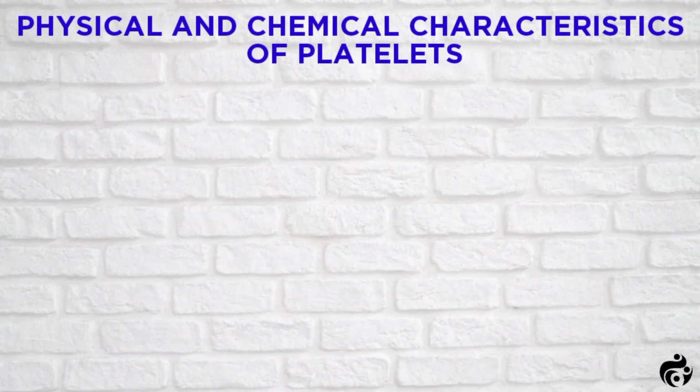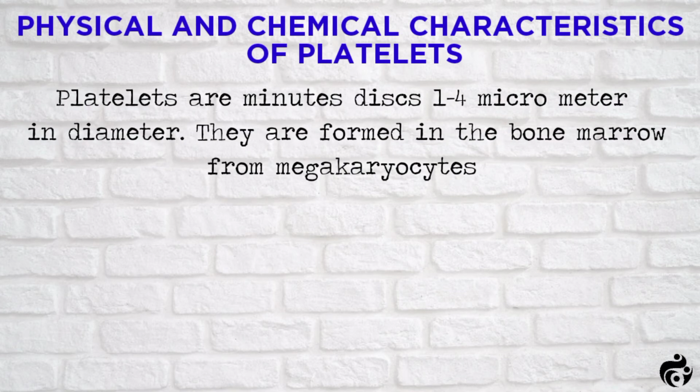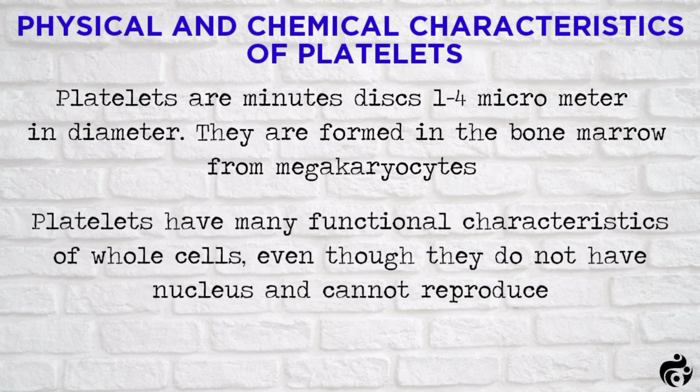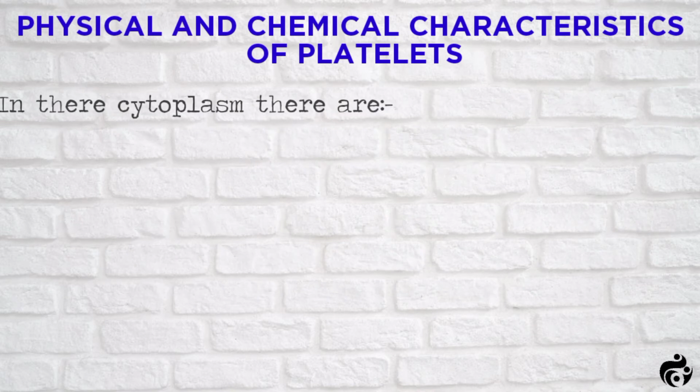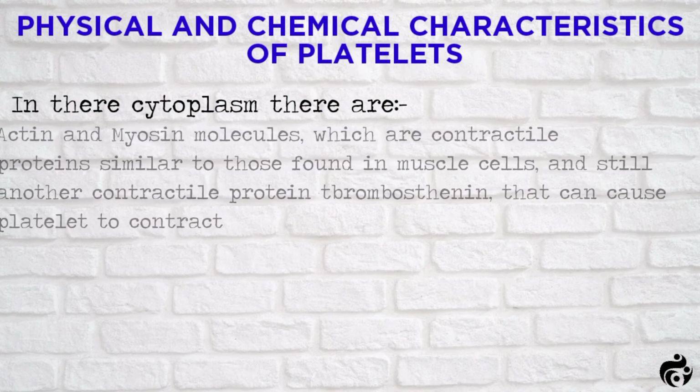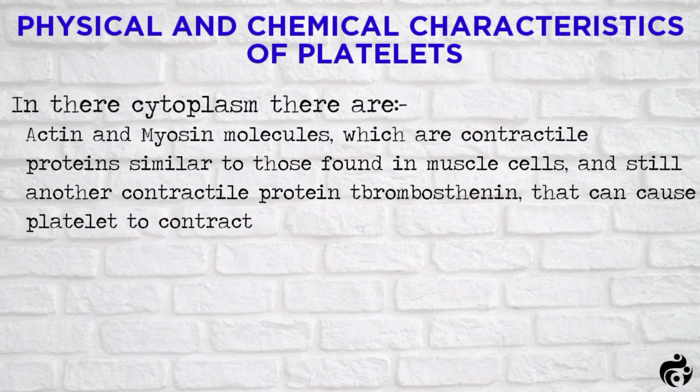Now let's talk about the physical and chemical characteristics of platelets. Platelets are minute discs 1 to 4 micrometers in diameter. They are formed in the bone marrow from megakaryocytes. Platelets have many functional characteristics of whole cells, even though they do not have a nucleus and cannot reproduce. In their cytoplasm, there are actin and myosin molecules, which are contractile proteins similar to those found in muscle cells, and still another contractile protein, thrombosthenin, that can cause platelets to contract.